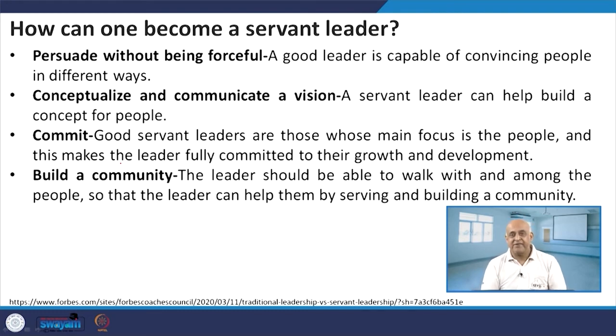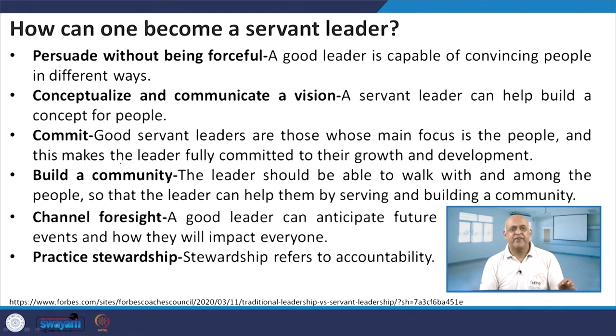Conceptualize and communicate a vision. A servant leader can help build a concept for people, a concept for people that works. That is what is required, to fulfill their requirements. Commitment: the main focus is on the people, and this makes the leader fully committed to their growth and development.